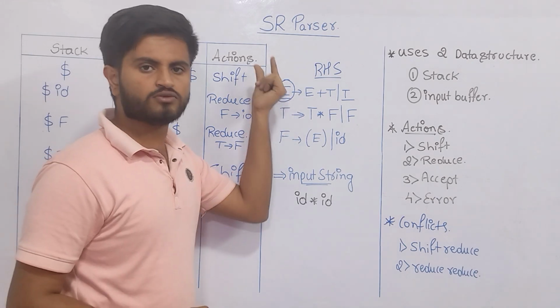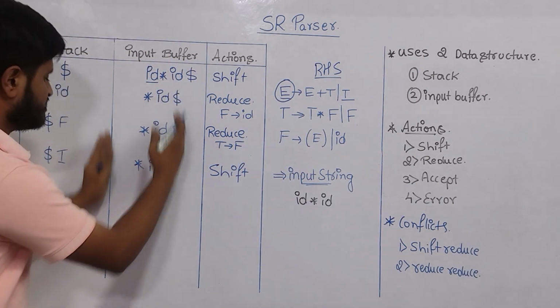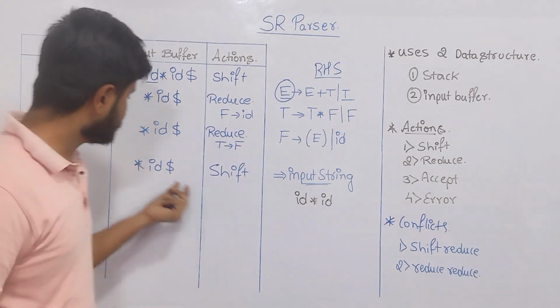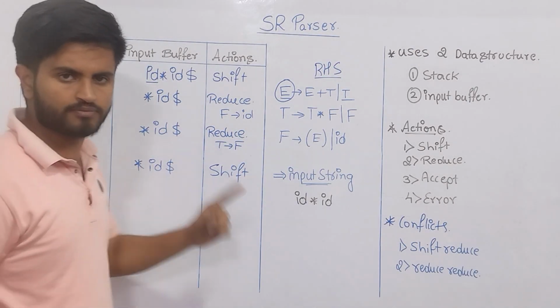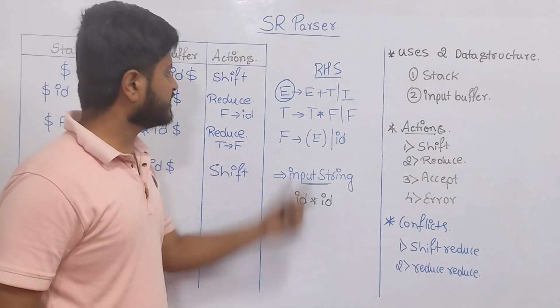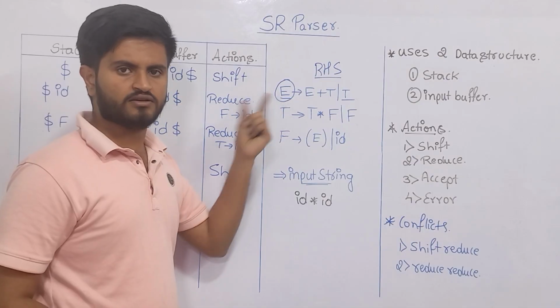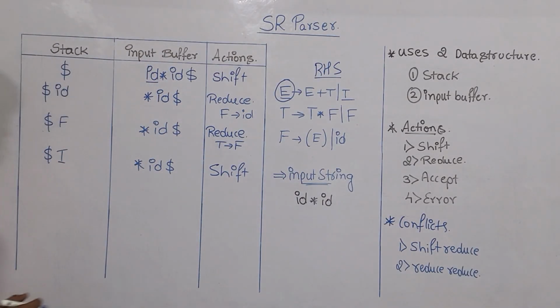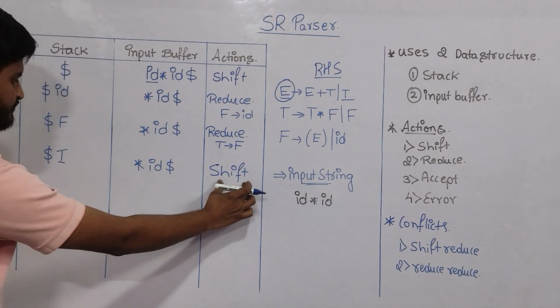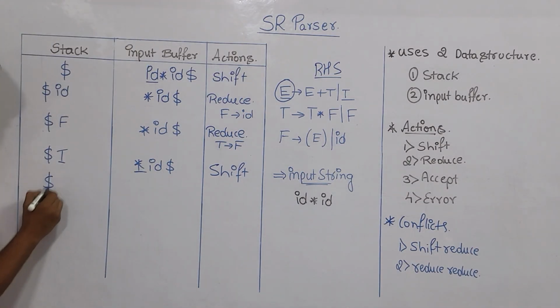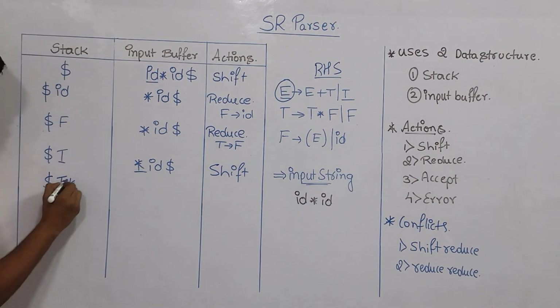The first producer you can't reduce until my input buffer is empty and I am having only dollar, which represents empty. Until that time I can't reduce capital letter T to capital letter E. So hope you understood. Now let's move on. So I said I will shift the value. Which must I shift? Multiplication. So dollar T multiplication.